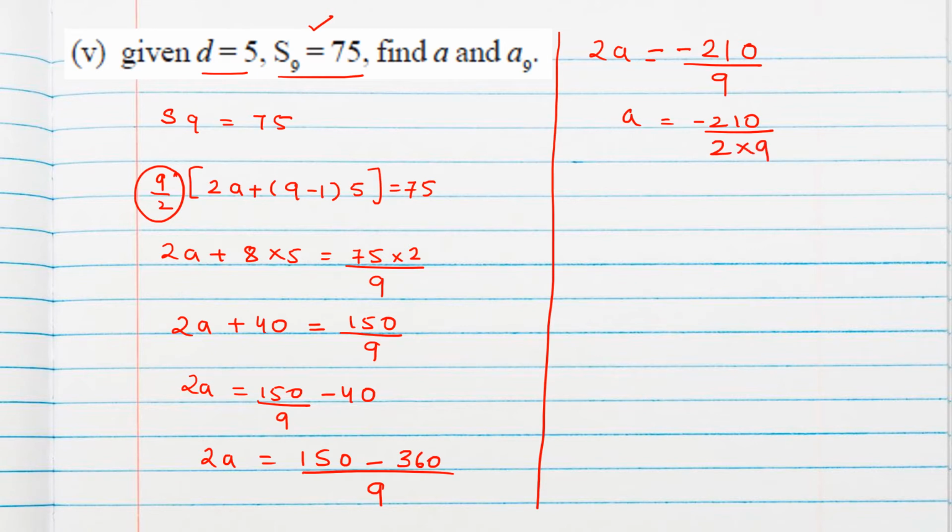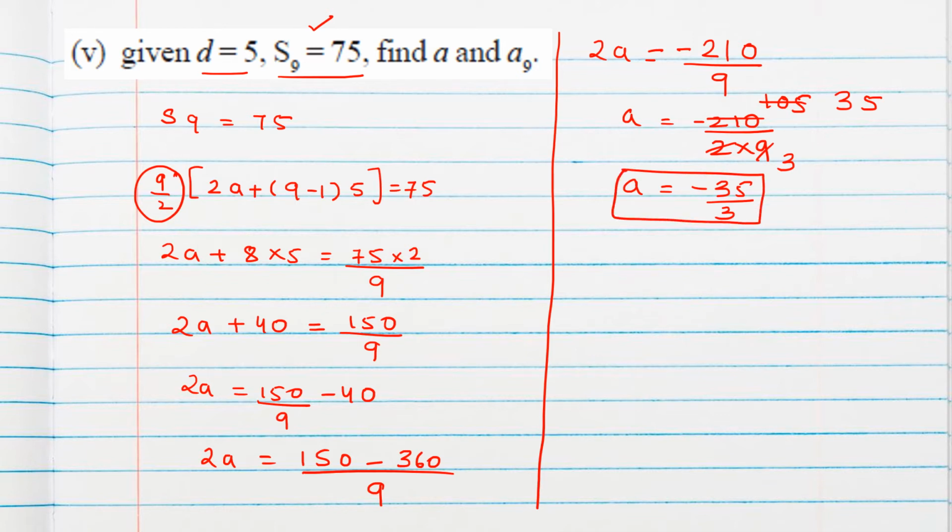From 2 and 9 we can cancel here. Suppose from 2 it will go, so 2 ones are 2. Then from 3 we can cancel. So 3 3s are 9 and 3 5s are 15. So a is minus 35 by 3.